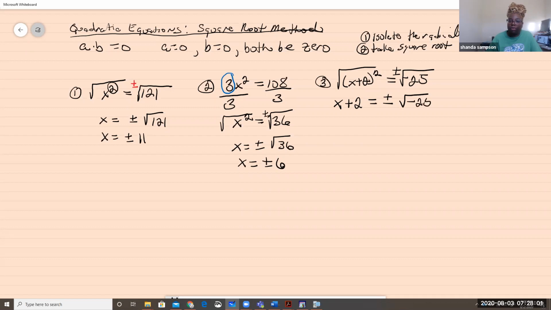negative 25. Well, you know that you can have imaginary numbers as your answer. You should already be working with i. So what is this? This is x plus 2 is equal to plus or minus what? This becomes the square root of negative 25 is 5i. Okay? And then we solve for x, subtract 2, subtract 2. Don't forget we do not combine that 2 with the i. Okay? So we just get x is equal to negative 2 plus or minus 5i.